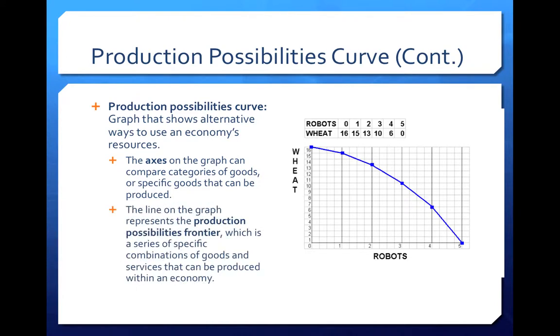And the line on the graph represents what is called the production possibilities frontier, which is a series of specific combinations of goods and services that can be produced within the economy. Okay, so this frontier, this line, represents the limits of what can be produced with the existing land, labor, and capital resources within this particular economy.